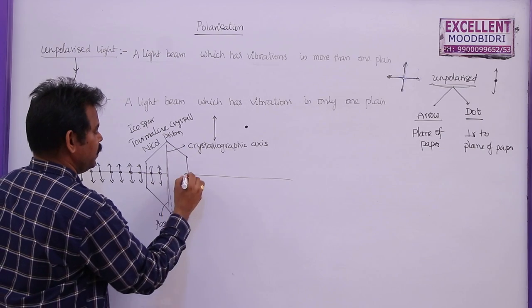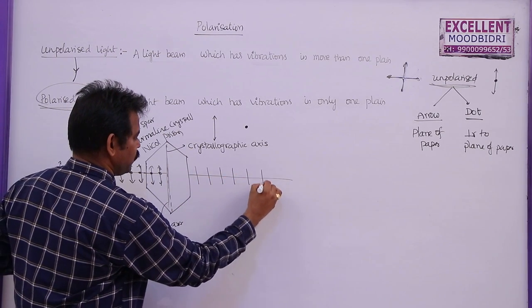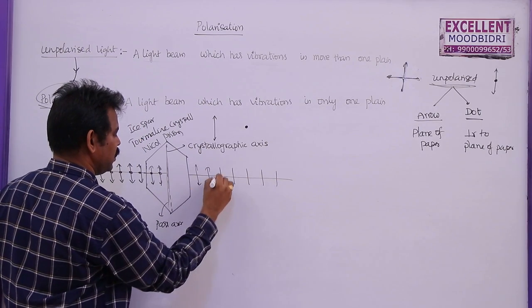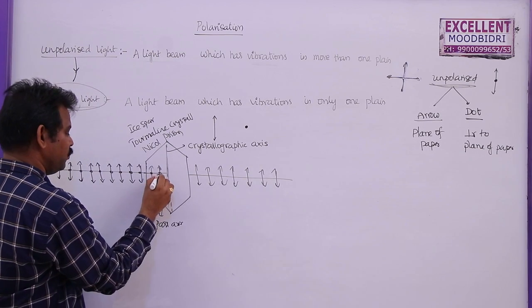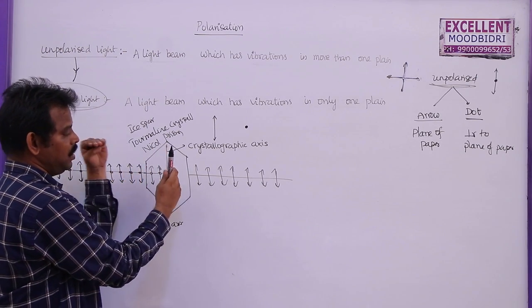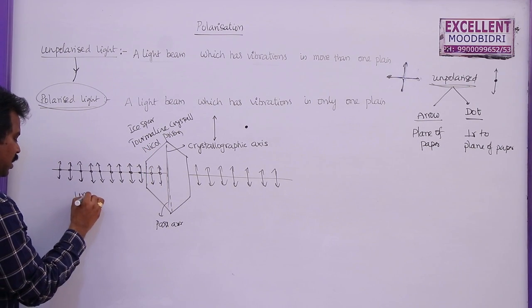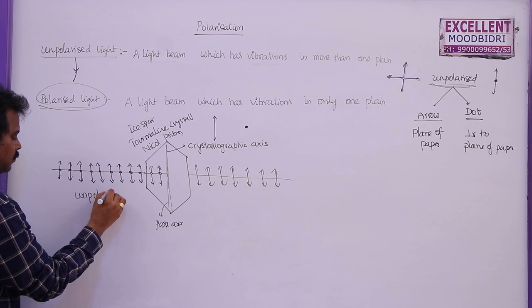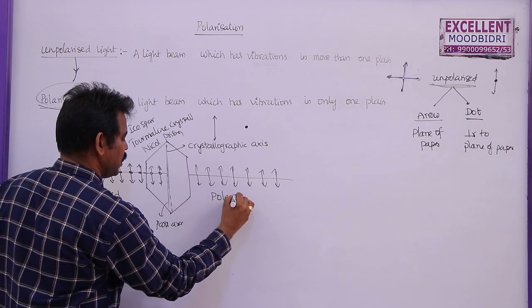So now the light will come out with only one type of vibration. That means it will allow only the arrow components and block the dot components. The pass axis will allow only the arrow components and the dot components will be stopped by this. So this is called unpolarized light, and this is called polarized light.